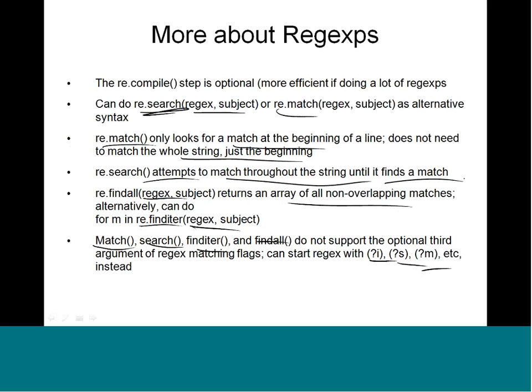We also have findall, another method in the re module, which returns an array of all the non-overlapping matches. We can also use a for loop, for m in the finditer method, and then you can find each one until you find all of them. So it is the same as findall. The matching itself is the regular rules applied, where we can start the regex with (?i), (?s), (?m) instead.